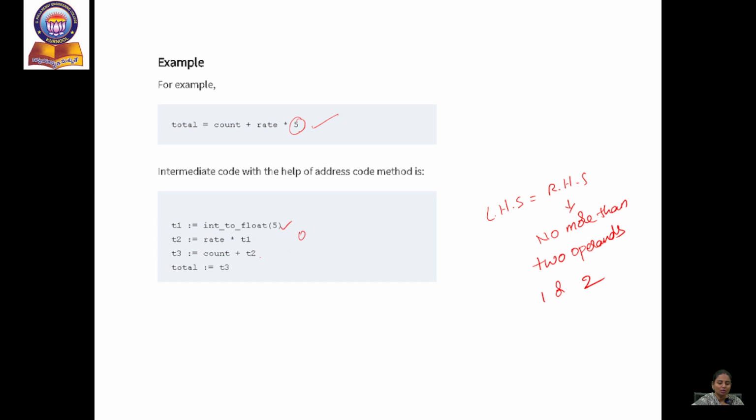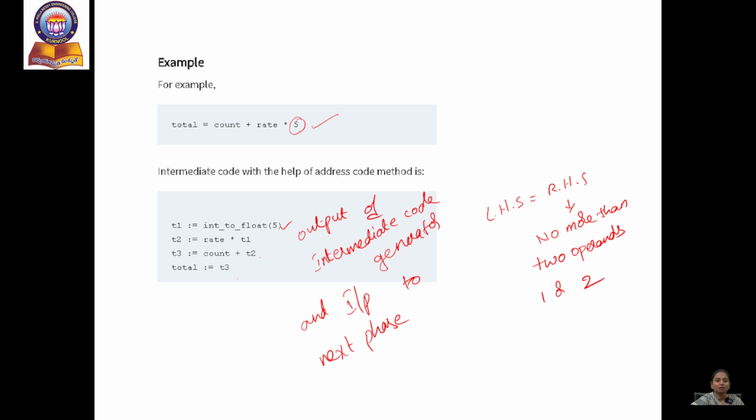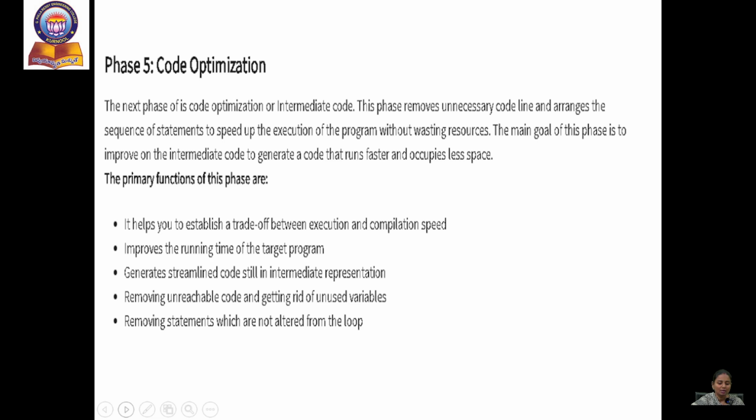This is the output of the intermediate code generator, and the input to the next phase. So this is the output of the intermediate code generator phase, and it will become the input to the next phase, that is code optimization.